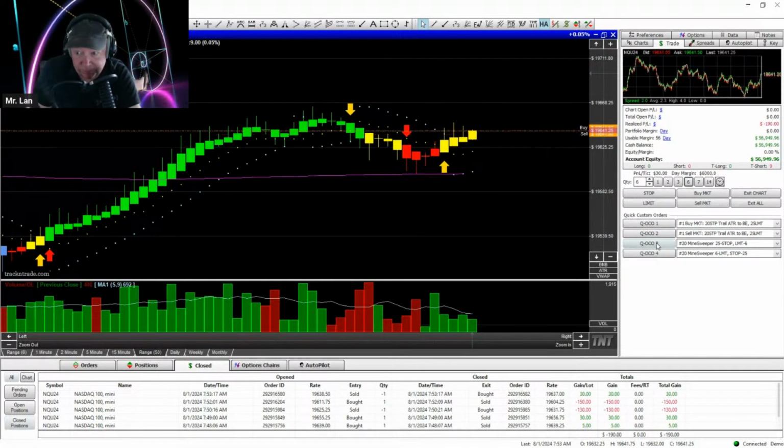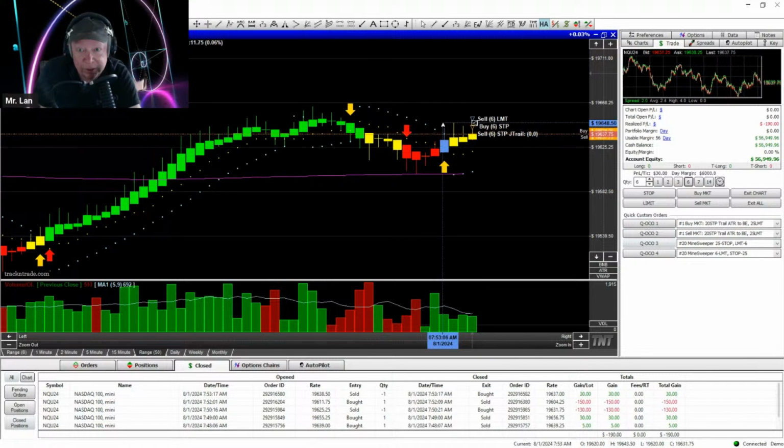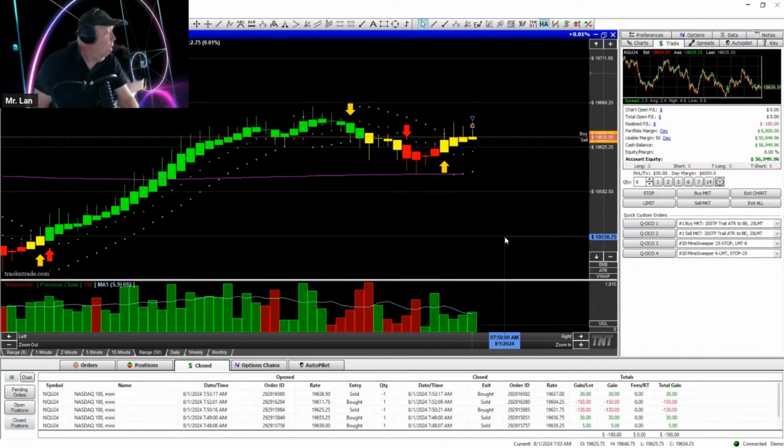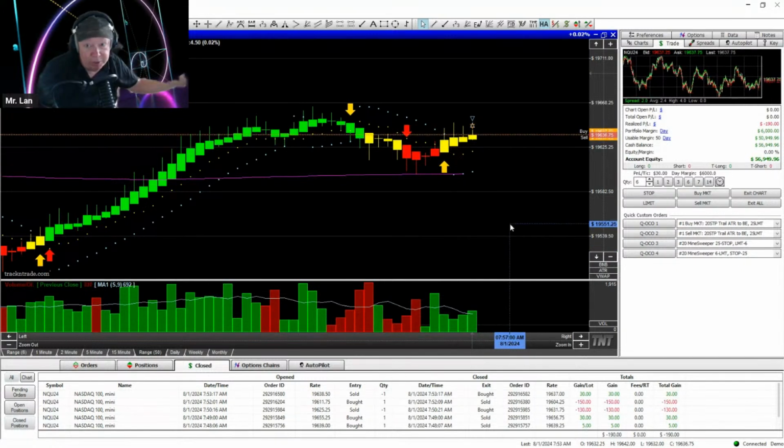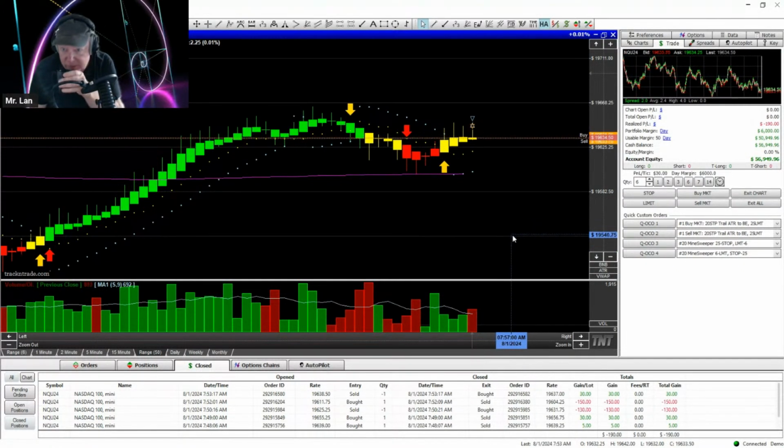I'm going to break above right here. This is actually an internal high. We could use a limit order, but we're going to use the stop, see if it won't break higher.